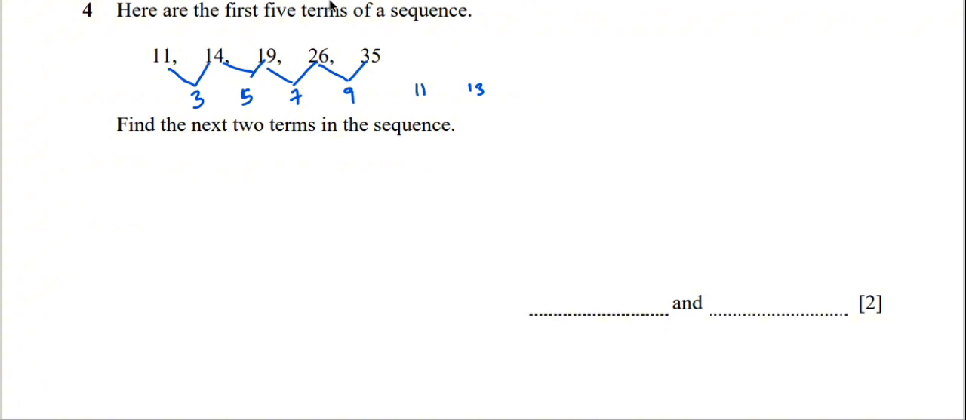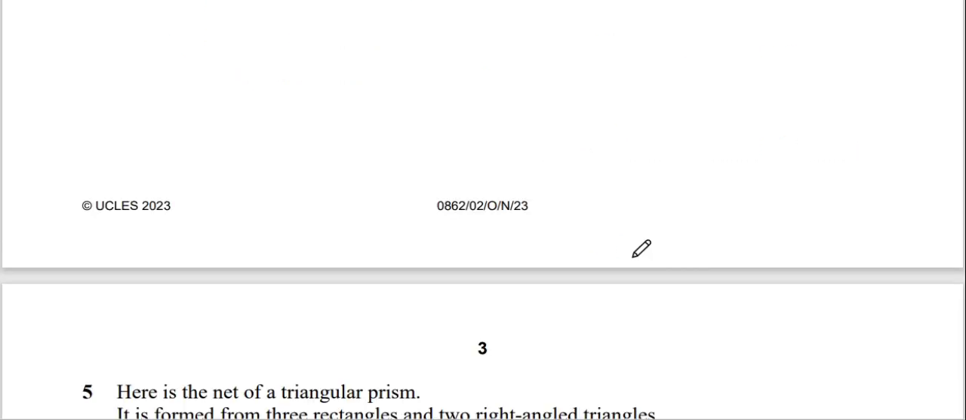So let's do that. 35 plus 11 will give us 46. So the next term is 46. And 46 plus 13 this time around is going to give us 59. So 59 becomes the next term. So that's 46 and 59. I hope you can see that well. So let's move to the next question.